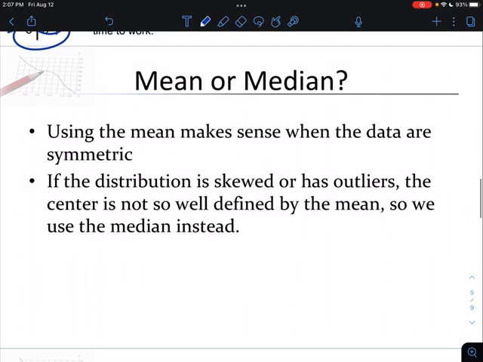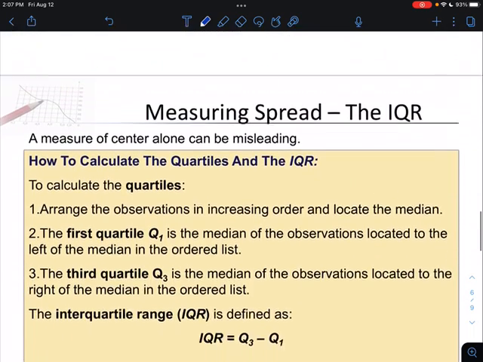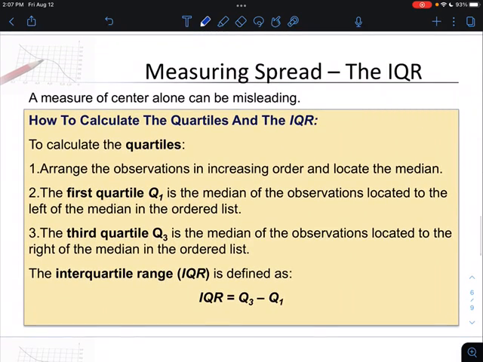And so this just summarizes what I've already been talking about. If we're symmetric, we use the mean. If we're skewed or have outliers, we always use the median. Okay, so make sure you keep those two things straight. So as we go to do the descriptions and things like that, you have the right measure of center with the right measure of spread, or the right shape with the right center.